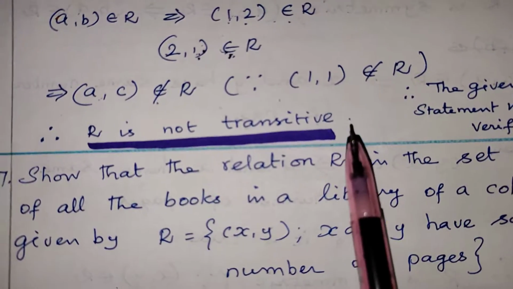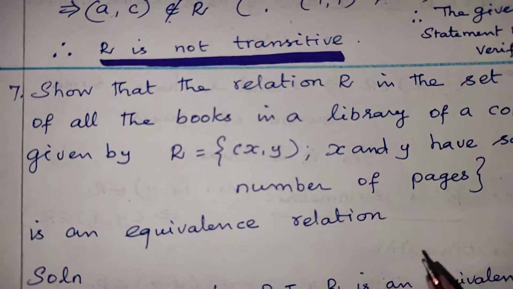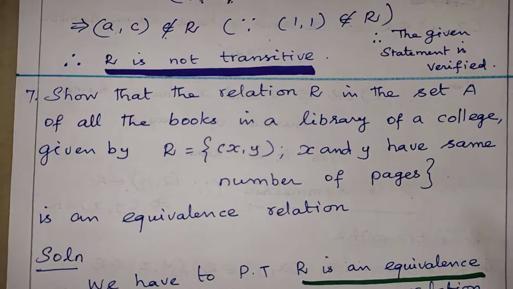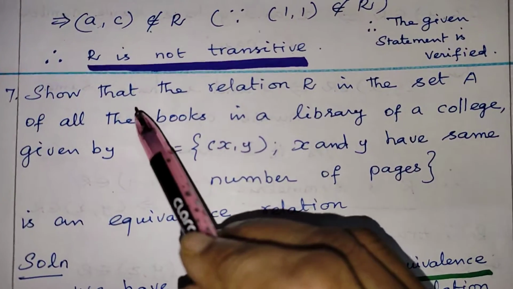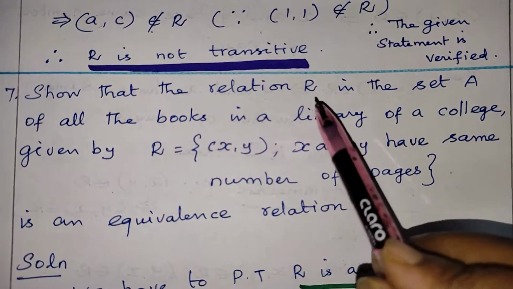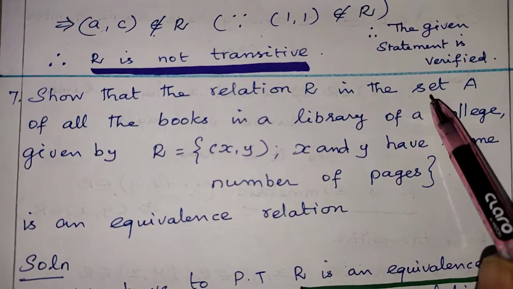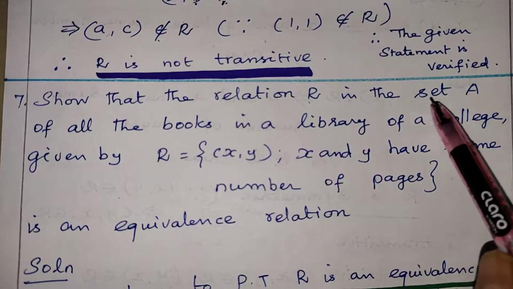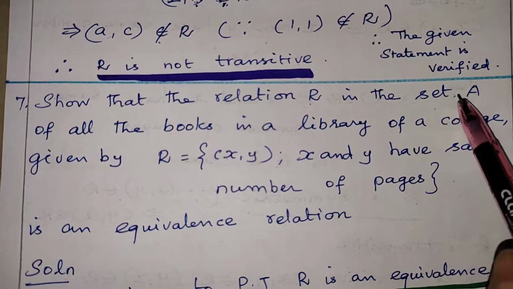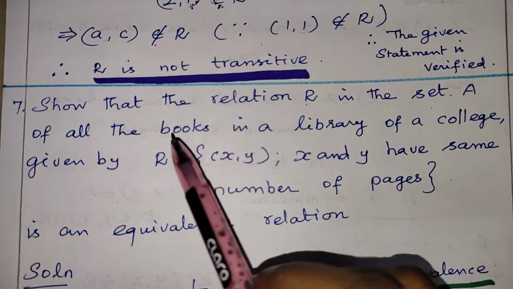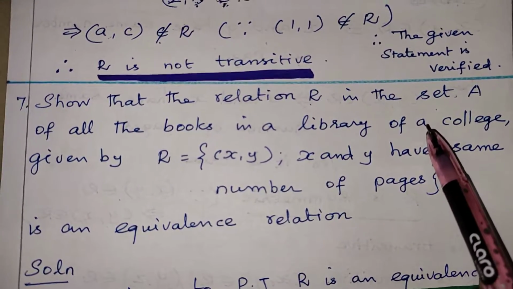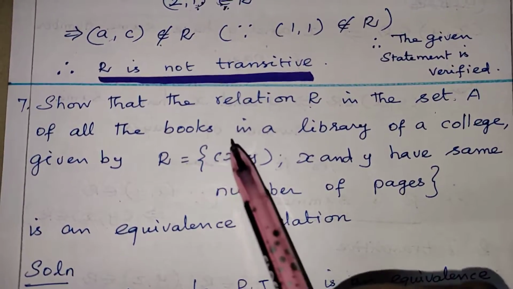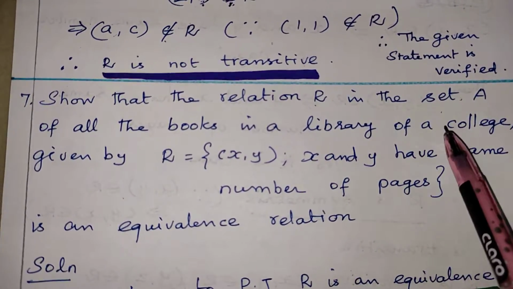Okay, the sixth sum is over here. Now the seventh sum is: show that the relation R in the set A. What is this set A? A is the set of all books in a library of a college.